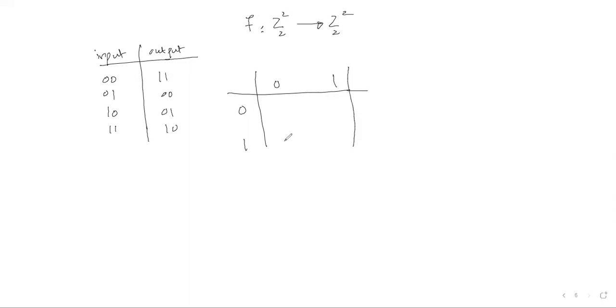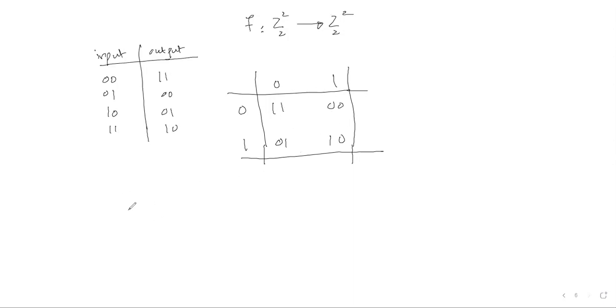If I write it down in terms of a table, when the input is 0, 0, the output is 1, 0. You have to write the output inside. When the input is 0, 1, the output is 0, 0. Then when the input is 1, 0, the output is 0, 1. When the input is 1, 1, the output is 1, 0. So you can see there is no repetition.